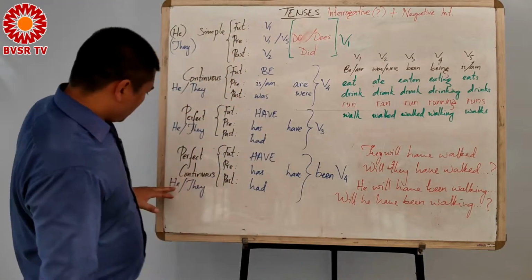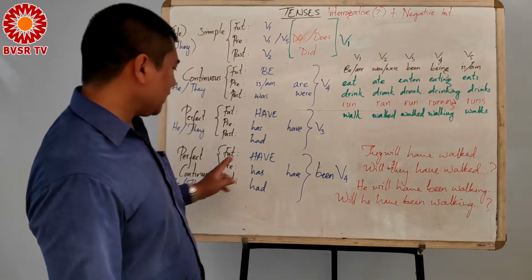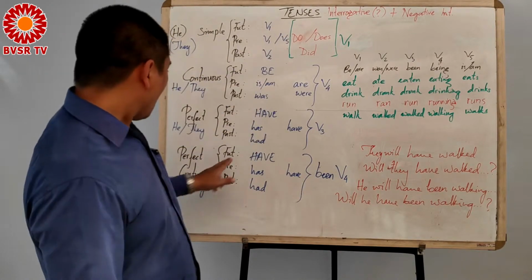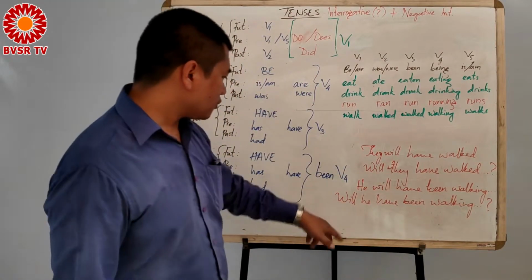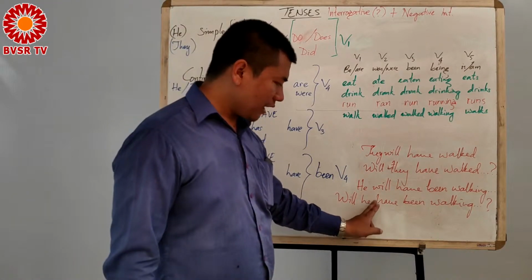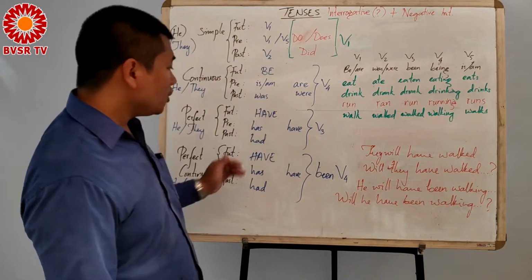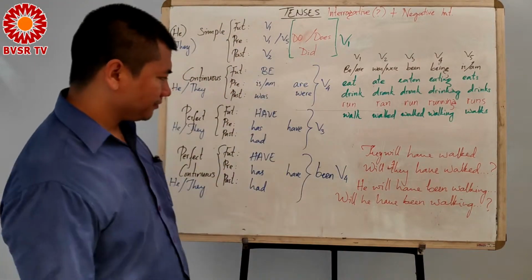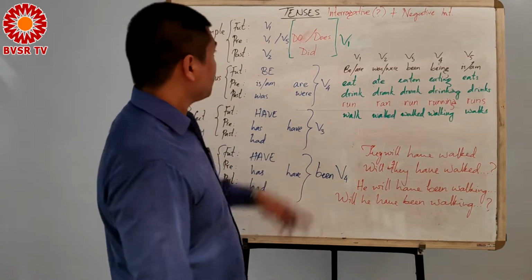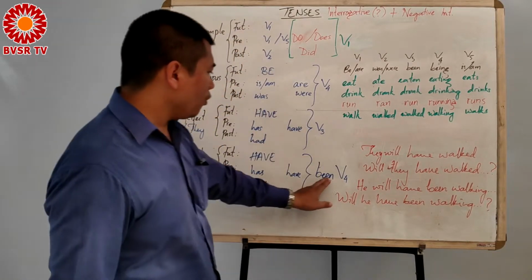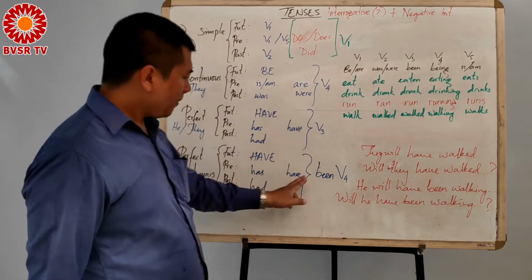Understood? He will have been walking. The interrogative will be, will he have been walking? And the negative interrogative will be, will he not have been walking? You have to add not here. Okay, and the present, he has been walking. Interrogative will be, has he been walking? Negative interrogative will be, has he not been walking?